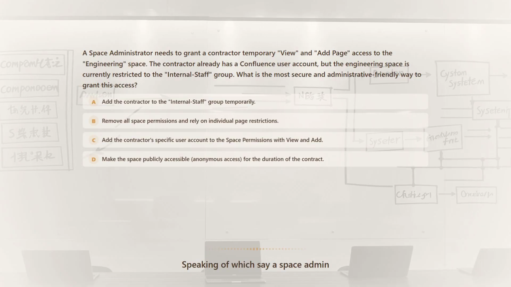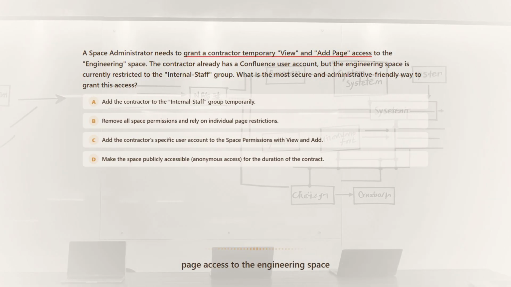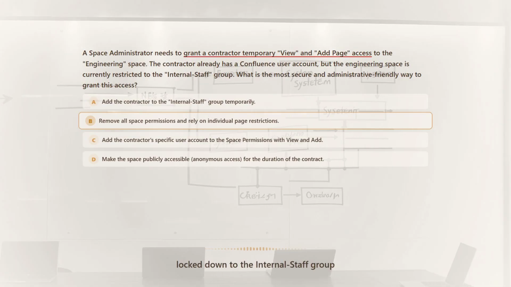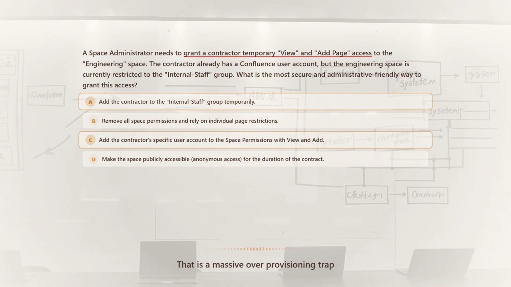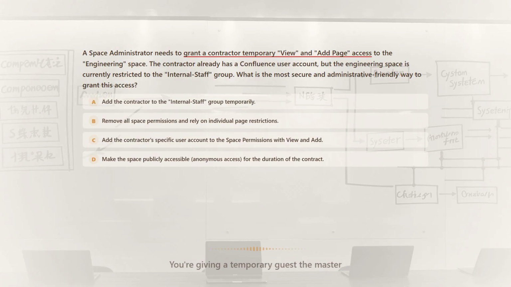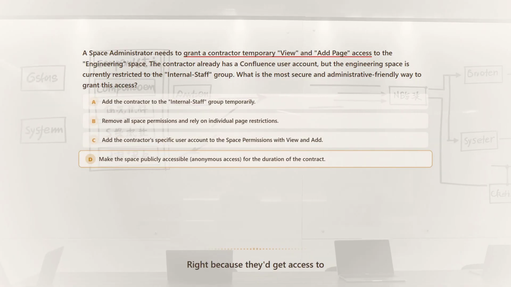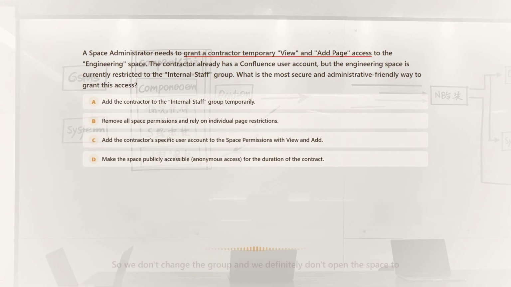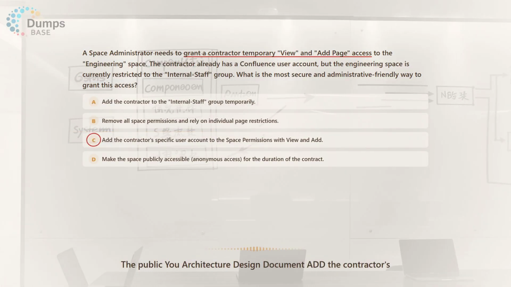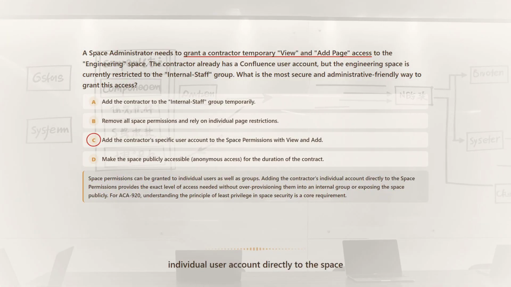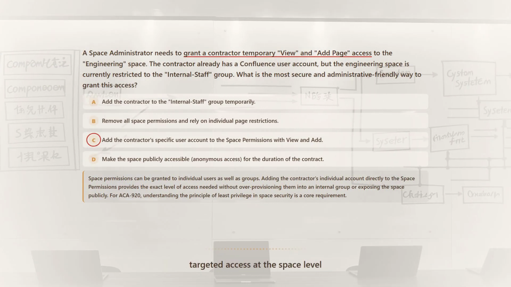Which is just as vital for access control, actually. Speaking of which, say a space admin needs to give a contractor temporary view and add page access to the engineering space. Okay. Right now, that space is completely locked down to the internal staff group. For convenience, why not just add the contractor to the internal staff group? That is a massive over-provisioning trap. You're giving a temporary guest the master key to the entire building instead of a visitor badge. Right, because they'd get access to every space that internal group can see. So we don't change the group, and we definitely don't open the space to the public. You add the contractor's individual user account directly to the space permissions for engineering. Correct. You bypass the group entirely, granting targeted access at the space level.